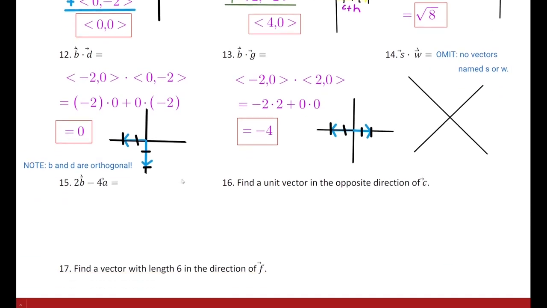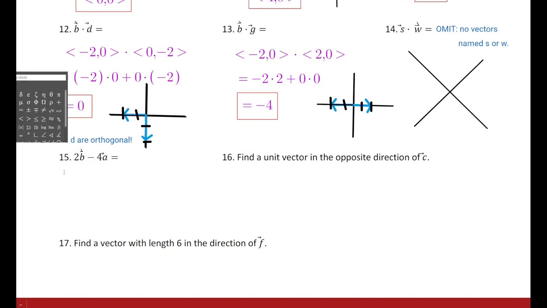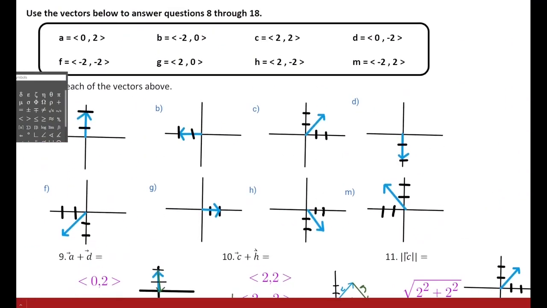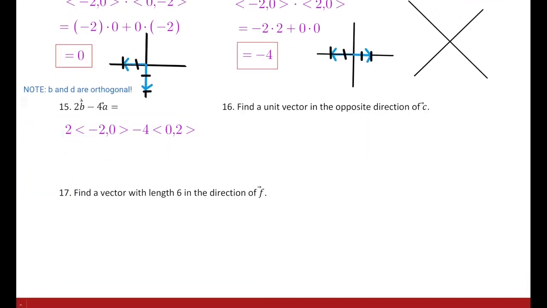Okay, so 15, we've got 2 times b minus 4 times a. So we're going to have 2 times the vector b, which was <-2, 0>, minus 4 times vector a, which I cannot see at the moment, so let me scroll up. Vector a was <0, 2>. The way we're going to simplify this expression is to first use the distributive property to distribute this scalar to each component of the vector inside.